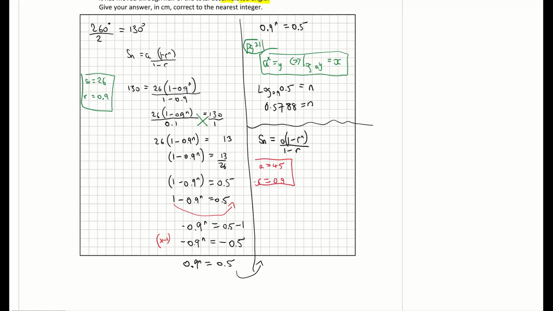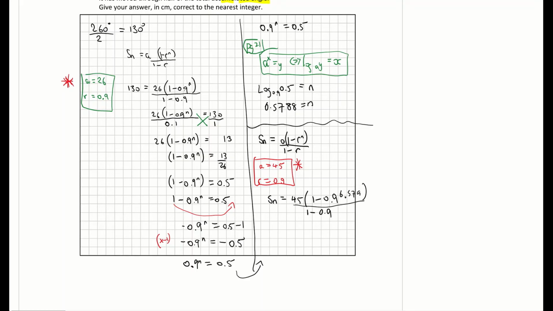So the first part of this question, just don't confuse it, was talking about angles, but now we're talking about distance travelled. So subbing in my formula, Sn is equal to a, which is 45, times 1 minus 0.9 to the power of n, which we have from up above, 6.579, I'm going to call it here. I'm just going to go to 3 decimal points. And that is all over 1 minus 0.9.